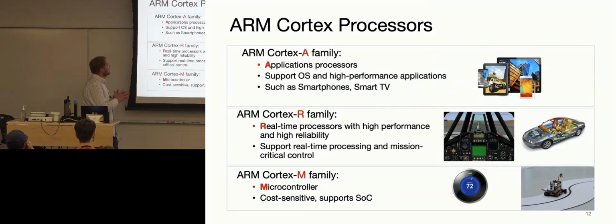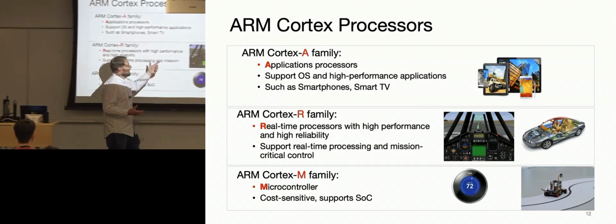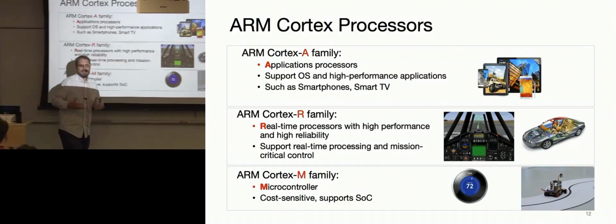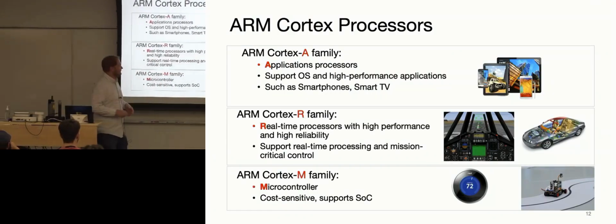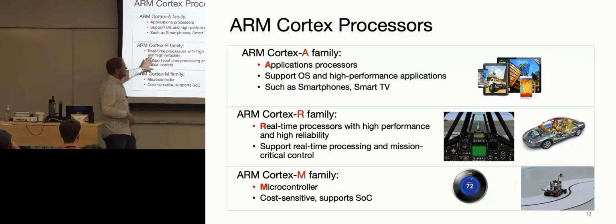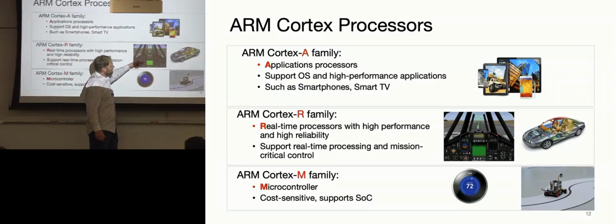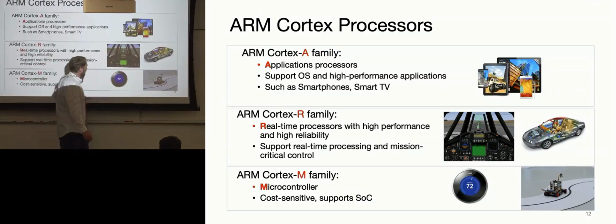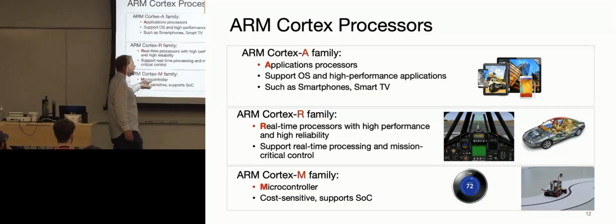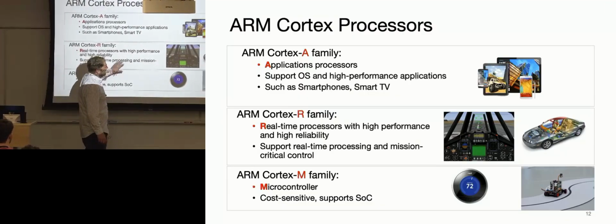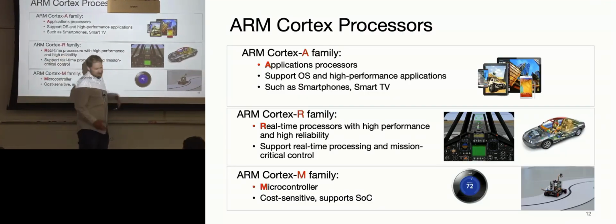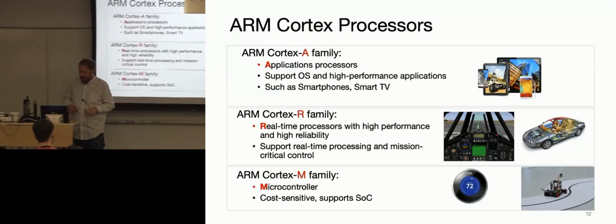So ARM in general makes 3 different classes of processors. So there's the application class processors. This is tablets, cell phones. These are things that are user-facing in a sense. Then you have the real-time platforms. These are more hardened. They're very much similar to what they call the microcontroller family or the cost-sensitive family, but they are more robust than and hardened for those applications.